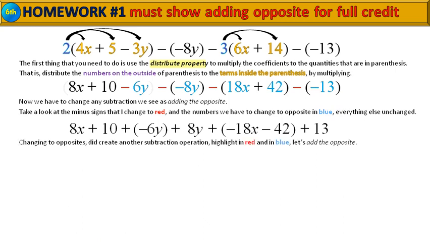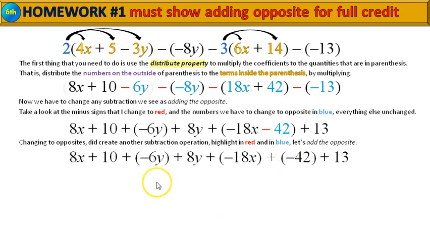Doing this, though, changing to opposites, it did create another subtraction operation highlighted in red and in blue. Let's add the opposite. Everything else remains the same except this minus turns to a plus, and 42 becomes negative 42.